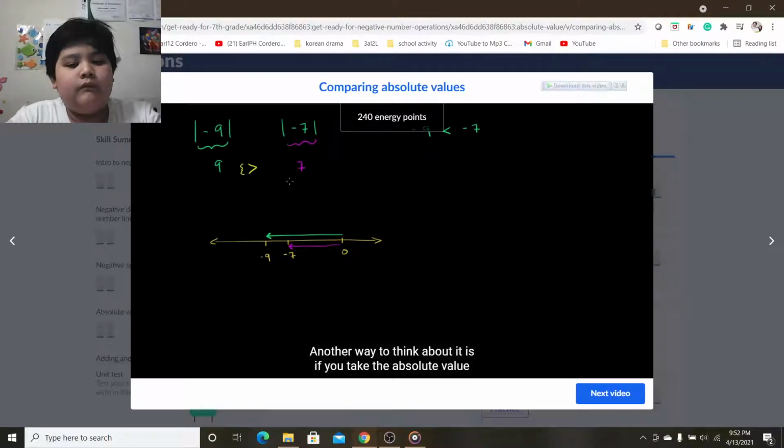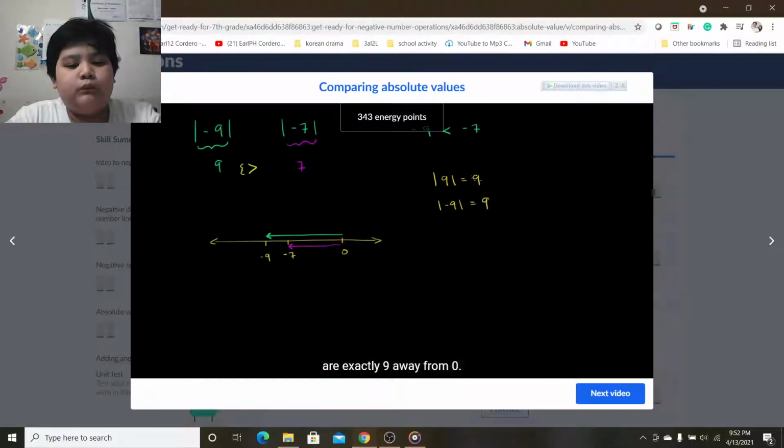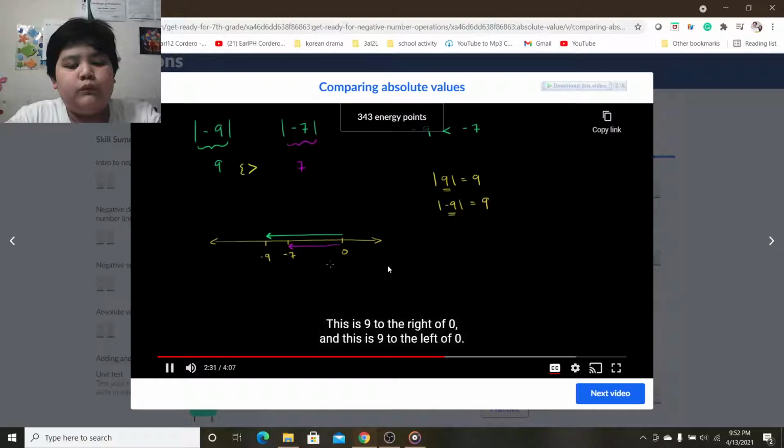Another way to think about it is, if you take the absolute value of a number, it's really just going to be the positive version of that number. So if you take the absolute value of 9, that equals 9, or the absolute value of negative 9, that is also equal to 9. When we think of it visually, that's because both of these numbers are exactly 9 away from 0. This is 9 to the right of 0, and this is 9 to the left of 0. Let's do a few more of these.